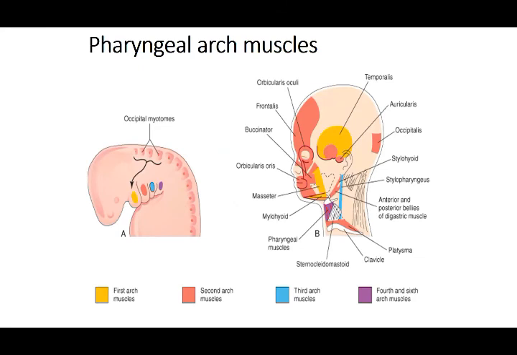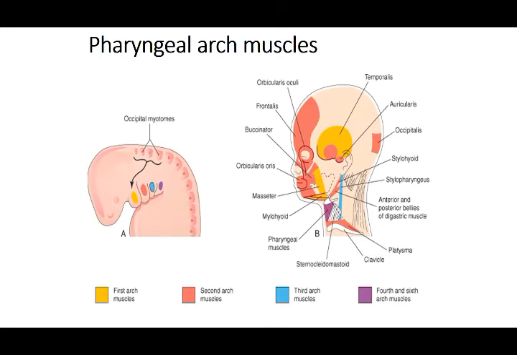Then the muscles you see in this picture are again shown by different colors. The first arch muscles from the outside are shown in yellow, second arch muscles in a rust color, third arch muscles are the blue one, and fourth and sixth are this purple one, right?